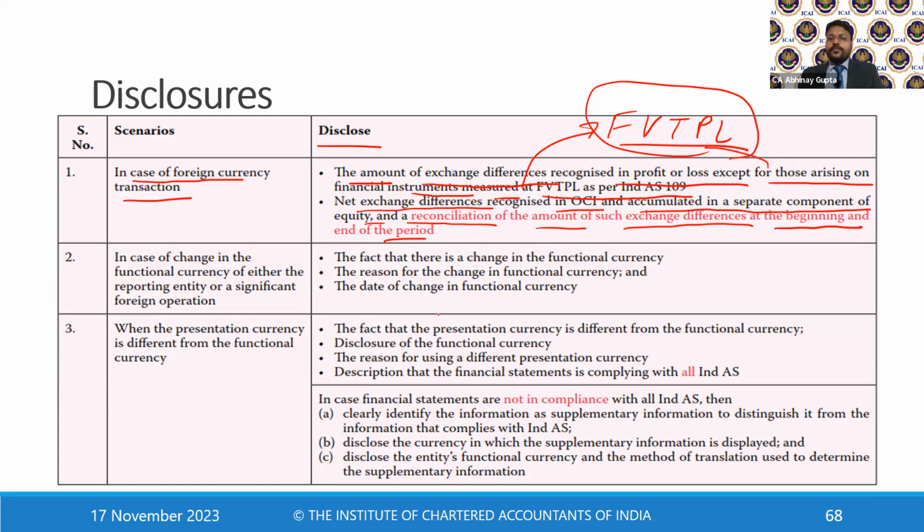Now, what is this saying? We need to present net exchange difference recognized in OCI and accumulated in the foreign currency translation reserve, which is a part of separate component of equity, that is other equity, and reconciliation with opening balance plus additions, deletions, deductions during the year, and the closing balance. So we have to showcase a movement from opening balance to closing balance of this, right? So that tabular disclosure is required to be given.